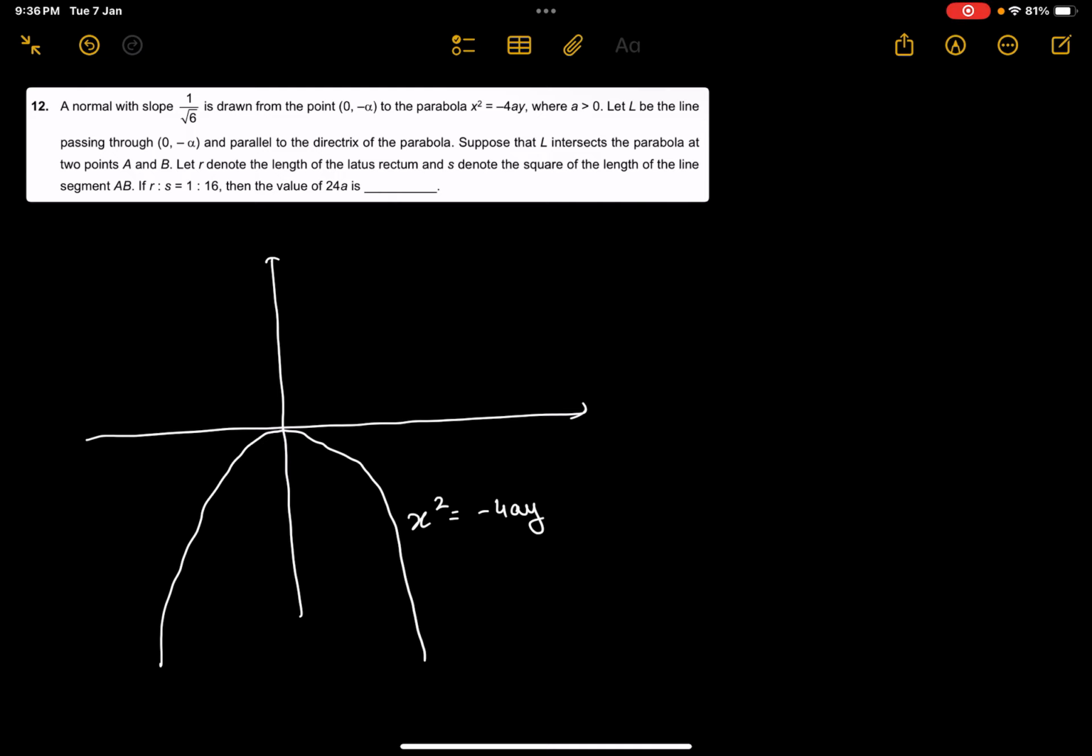We are given that a normal with slope 1 by root 6 is drawn from the point (0, minus alpha). So this is the normal. Slope is 1 by root 6. L is the line passing through (0, minus alpha) and parallel to the directrix of the parabola. The directrix of this parabola will be parallel to the x-axis. This is going to be the line L. It intersects at A and B.